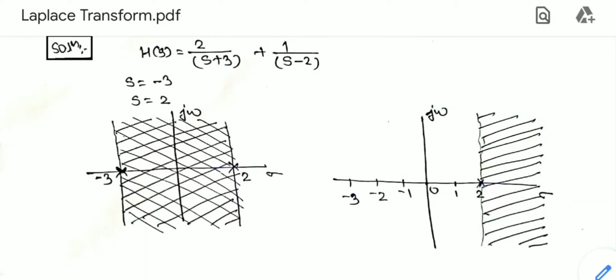Therefore for the stability of the system, only one possibility remains, that sigma should be between minus 3 to 2. If the ROC of the system is between minus 3 to 2, then the system is known as a stable system. This is one condition.